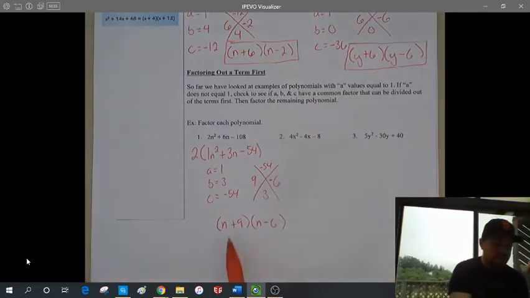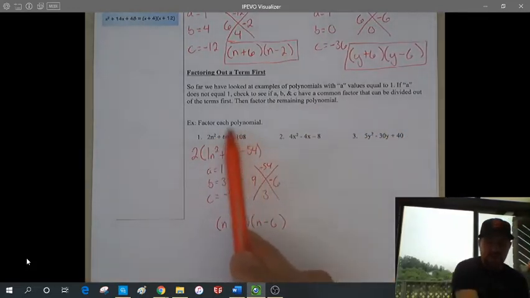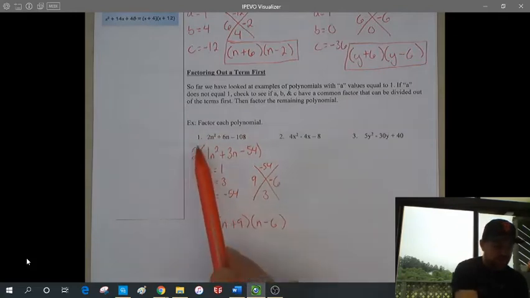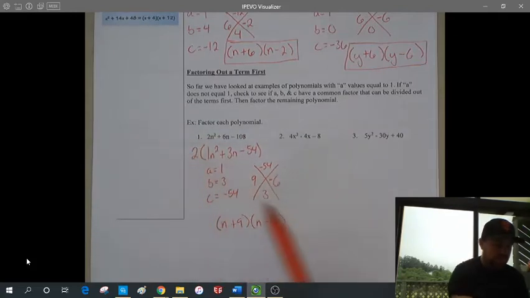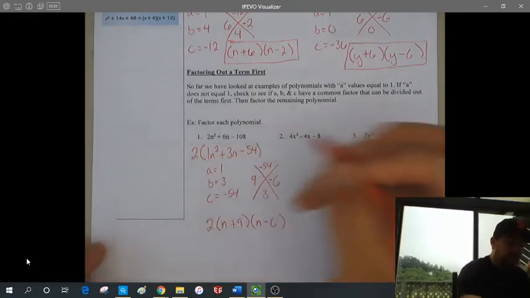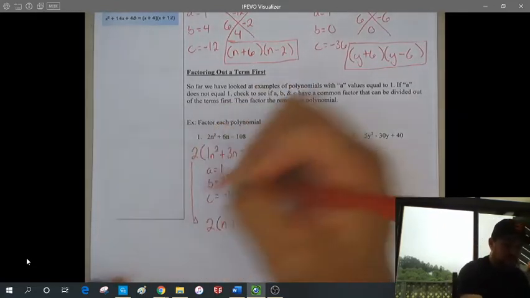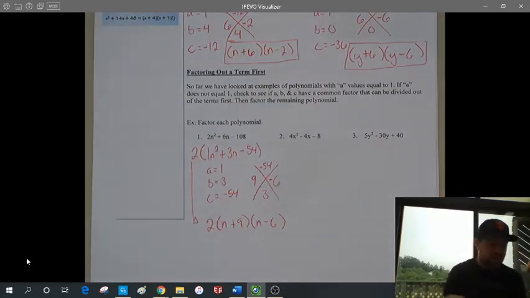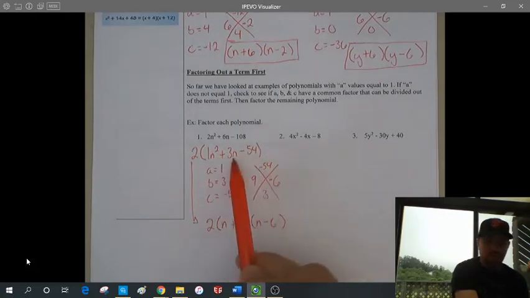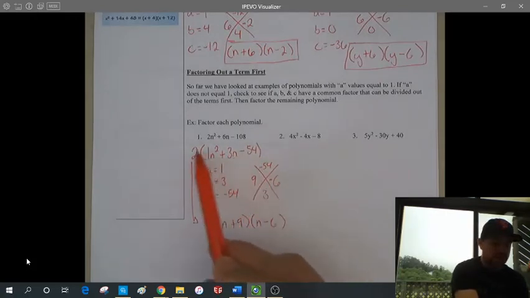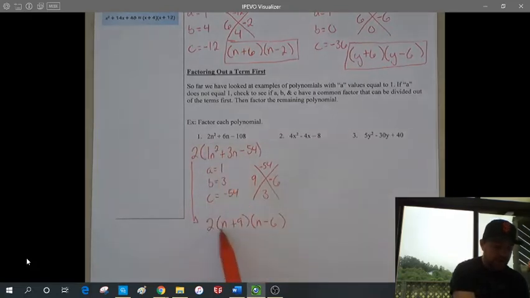But in order for this to multiply to make what I originally started with, I have to bring back this first factor, the 2 that I factored out. So I put that 2 out in front, because what we just factored using the diamond was only the things inside the parentheses. I also had this 2 that was the original factor of my entire expression. So really it's 2 times all of this.